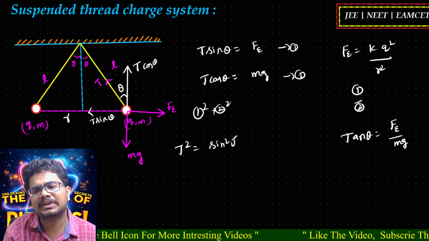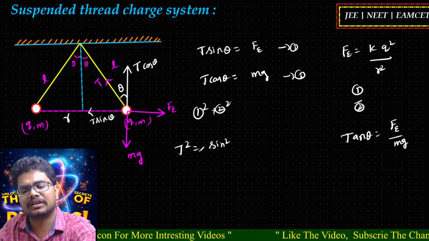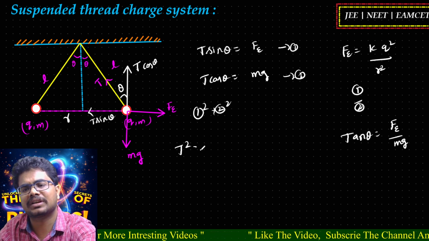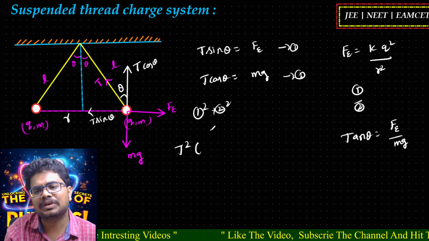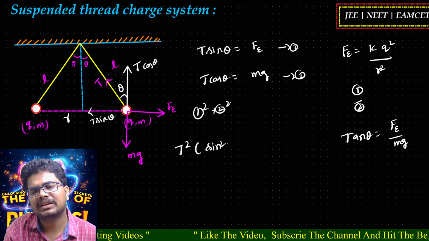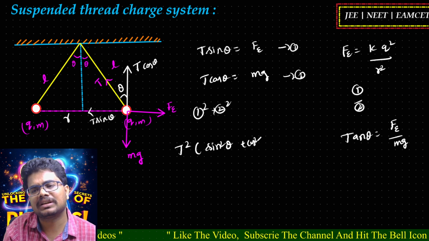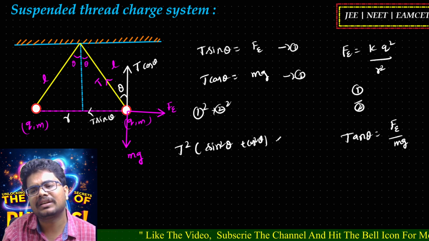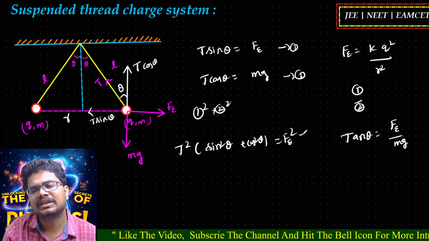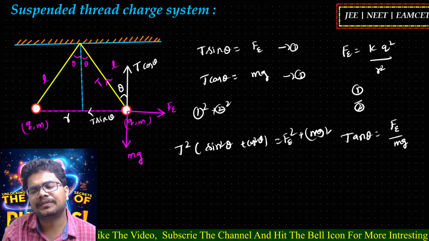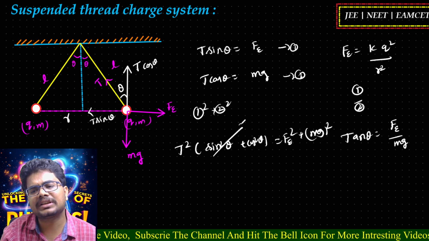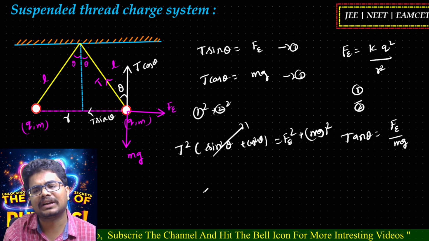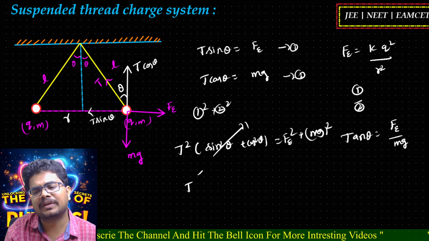Taking T square common, what is left here? Sin square theta plus cos square theta, and on the RHS Fe square plus Mg whole square. If you observe clearly, sin square theta plus cos square theta equals 1. Therefore, T square equals Fe square plus Mg whole square.